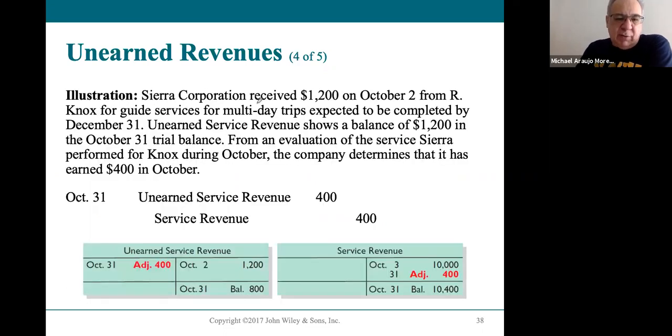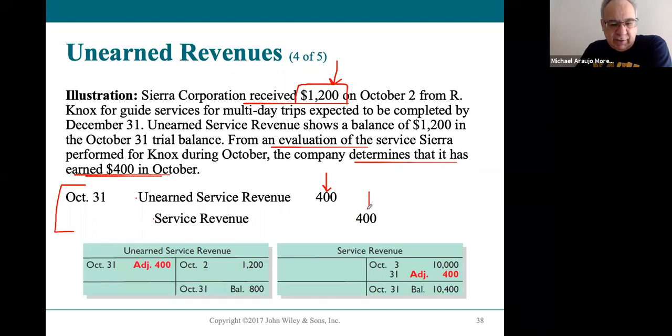So that's why this adjustment is important. So here's how it works. Remember, Sierra Corporation received a $1,200 cash advance from their client, Arnox, right? So that's what's sitting. This $1,200 is sitting in unearned revenue. At the end of the month, they evaluated the services, and the company actually earned $400 of that $1,200 for our docs by performing the guided services. So they have to do an adjusting entry. They have to take the money out of the liability account. So they debit the liability account. And they got to put that money into the service revenue account because they've earned it. So it belongs on the income statement.